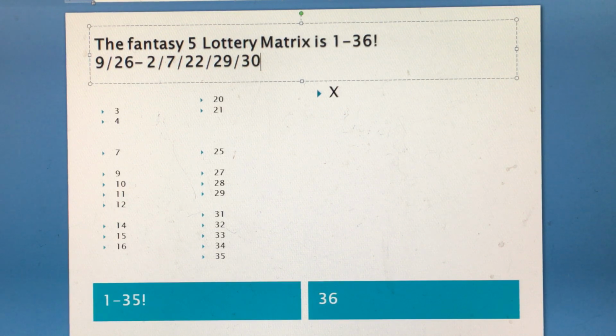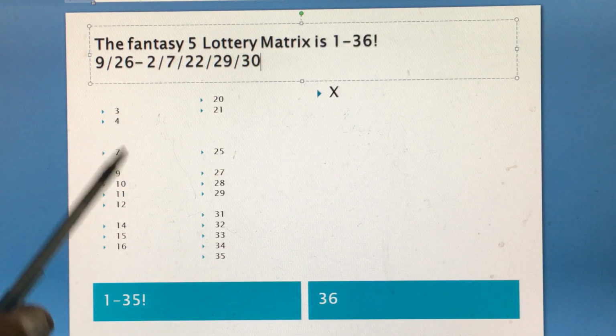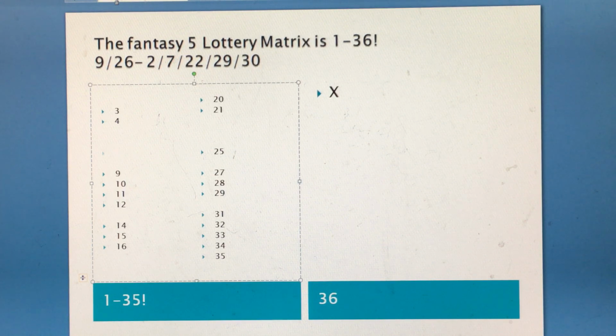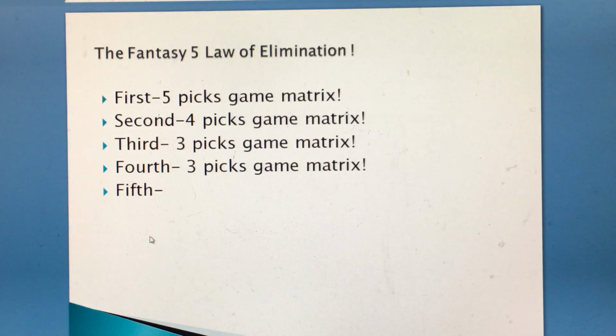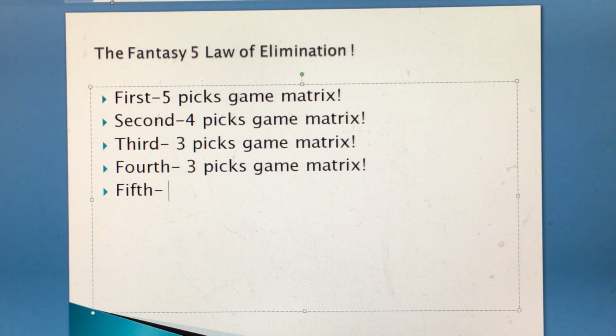So let's see which numbers are being eliminated. We have 2, 30, 7, 22 is being eliminated from the matrix, 29, and then that's it. So round 5 will be 2 picks from the game matrix.